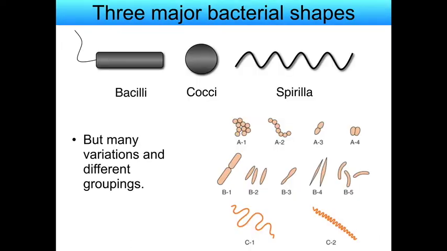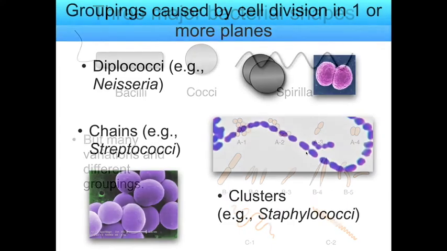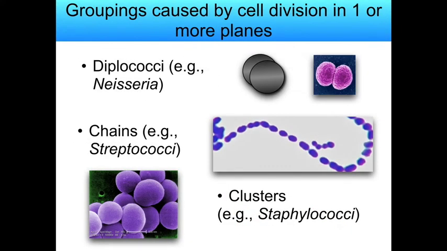So there are three major bacterial shapes. There's bacilli, which are rod-shaped, there's cocci, which are spherical, and there's spirilla, which are spiral. But there are many variations on the theme. For example, there's coccobacilli. There's thin, elongated, spindle-type rods, as shown here, typical of Fusobacterium. And there are different groupings, which are really caused by cell divisions in one or more planes.